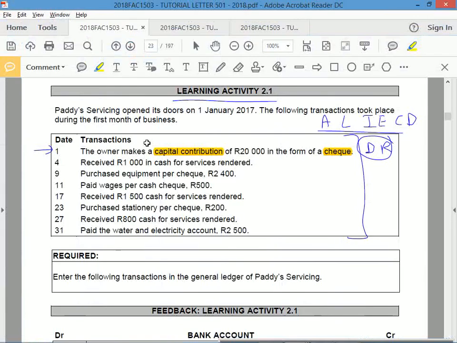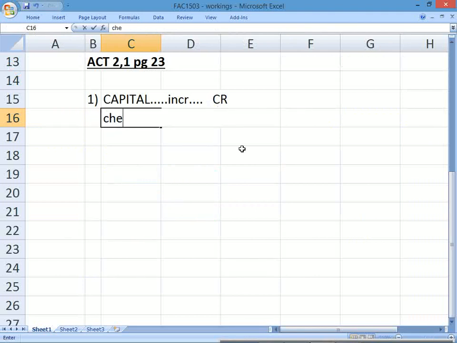Right, what did the owner give? 20,000 in the form of a check. So it is bank. Good. So see, the word check relates to bank. See, I'm literally putting extra steps here.